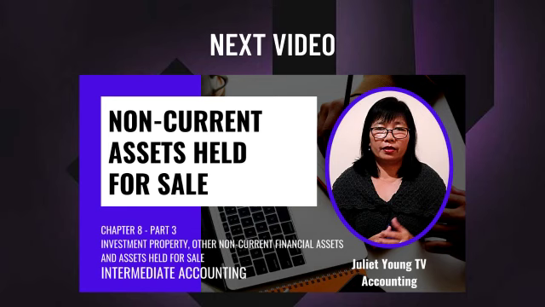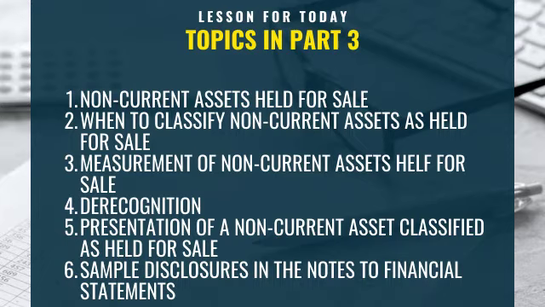I did part 3 and continuation of this video wherein I discuss in part 3 about the assets held for sale. The topics that I discuss in part 3 are the following. First, when to classify non-current assets as held for sale. Second, measurement of non-current assets held for sale. Third, their recognition. Fourth, presentation of a non-current asset classified as held for sale. And fifth, sample disclosures in the notes to financial statements.